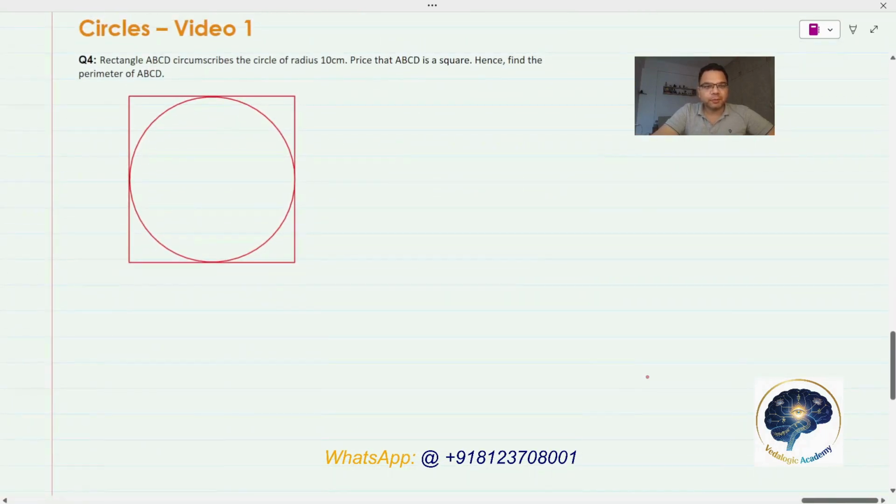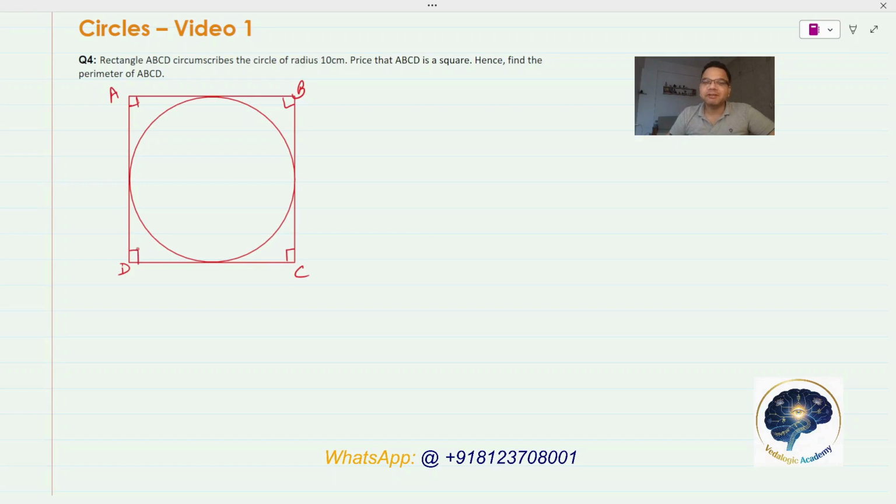I'll go to the next question now. Question 4. Rectangle ABCD circumscribes a circle of radius 10 centimeters. So let's say this is rectangle ABCD. When we say rectangle, let's plot whatever we know already. From the first sentence itself, we know this is a rectangle. So when you say rectangle, these are 90 degrees, right? I hope this is clear.